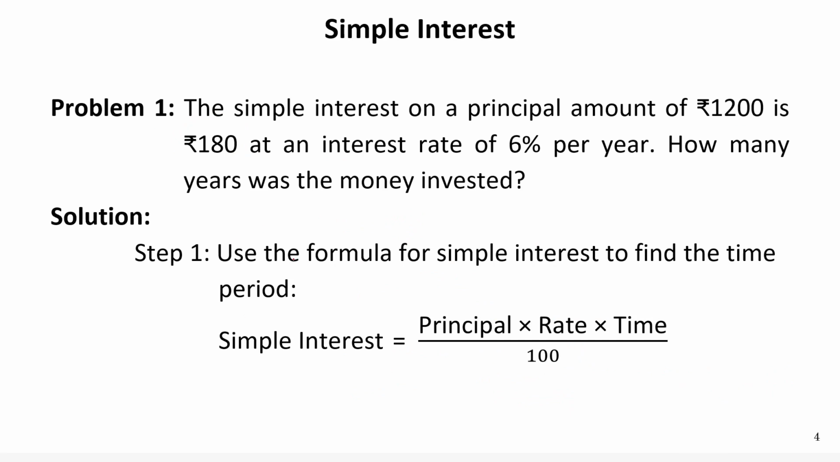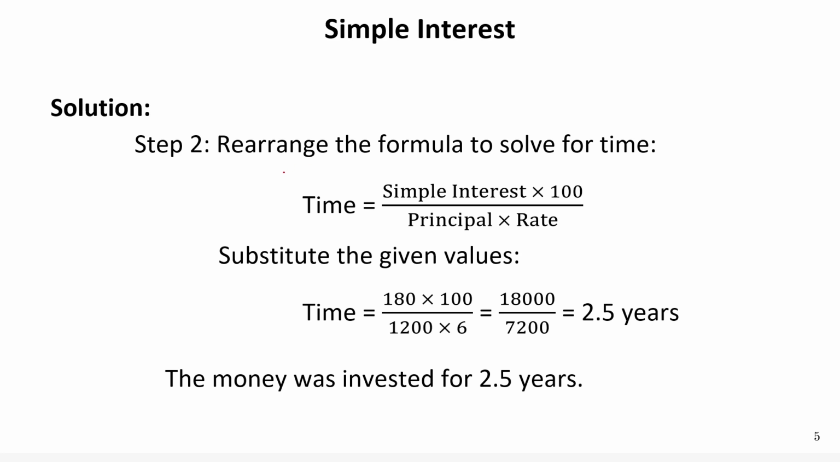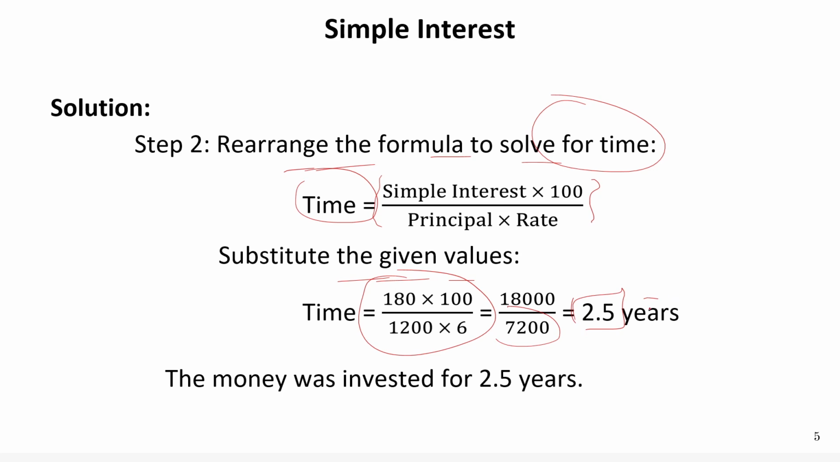So let's see the step by step solution. Using the formula, simple interest is equal to principal into rate into time, that is PRT by 100 when the rate is given in percentage terms. Rearranging the formula to solve for the time, letting the time go to the left hand side and all the other known terms to the right hand side, and substituting the given values, we get 18,000 by 7200 is equal to 2.5 years. So the money was invested for 2.5 years. T is equal to 2.5 in this case.